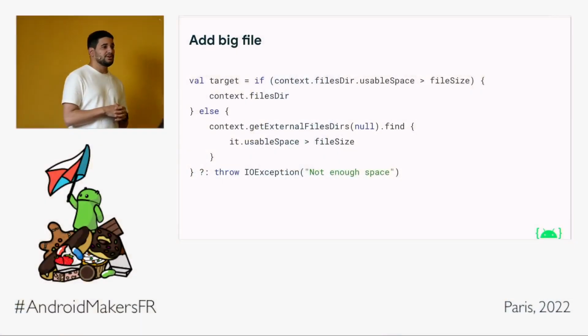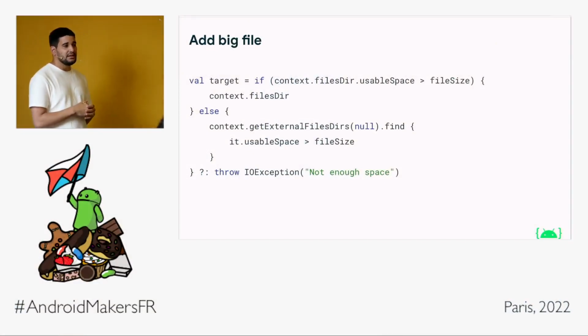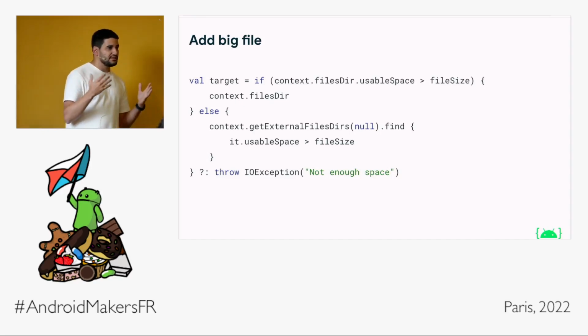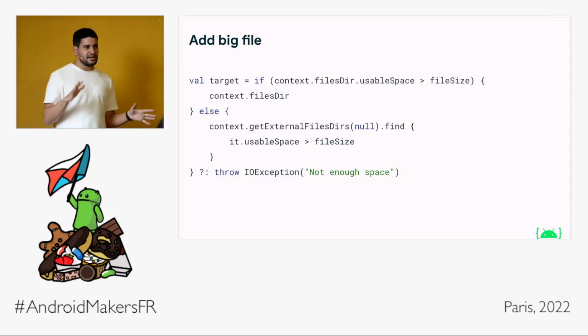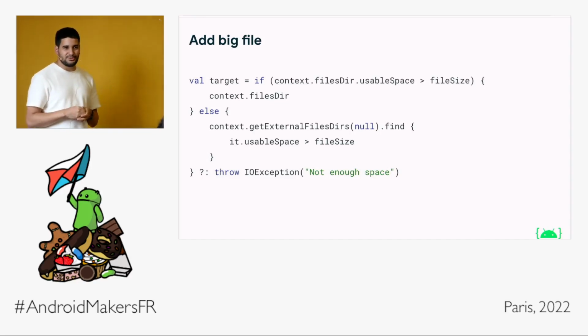In that case, you will try to just have one of the external files directory, and again, you just try to check if you have enough space. If not, you mention to the user, sorry, there's not enough space. Try to clean some of that. There is an intent for you to clear some cache. I didn't want to dive too much into that, but there is a way for you to help the user clearing some caches.